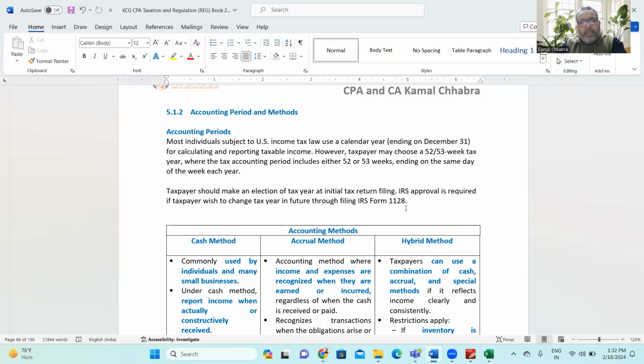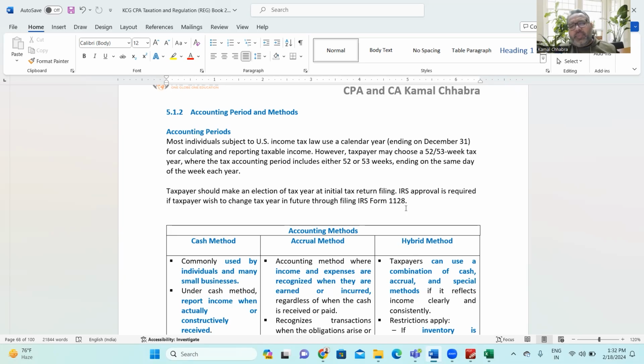Clear? So if you see, this applies to all, whether it's an individual or a C corporation or S corporation, right? So I was auditing, and there are many companies in the US who follow 52 weeks as a year. Like I was auditing Intel. So Intel follows 52 weeks. Palo Alto Networks, they also follow 52 weeks. I think Oracle, they also follow 52 weeks.